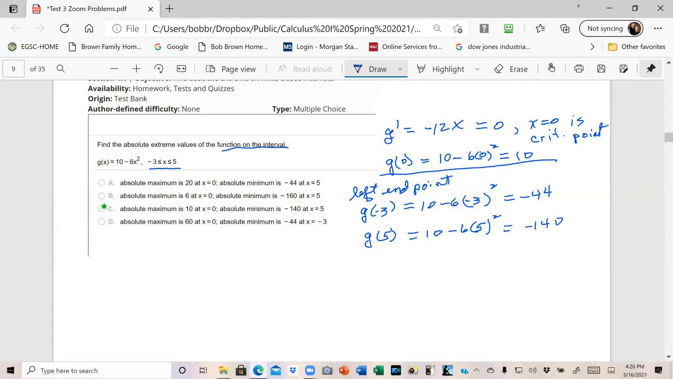So looking at the three values we have, this is the absolute max, and this is the absolute min. So the answer is C here. Absolute maximum is 10 at x equals 0, and the absolute minimum is minus 140 at x equals 5.